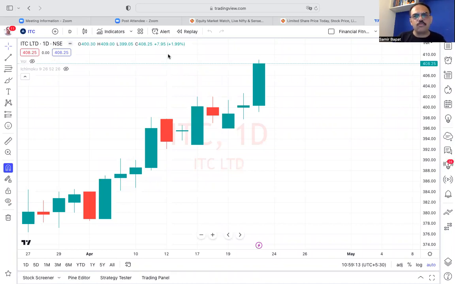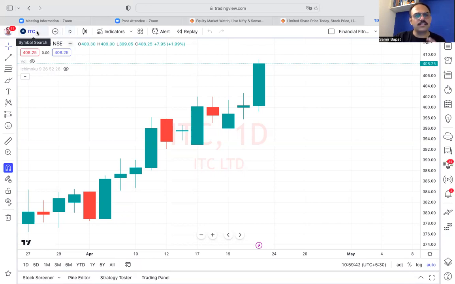Step number two, as of now, make sure you have the timeframe as D. From the right side, you have ITC or something written here, plus we are not going to use that right now, and you should have D. Every time you open TradingView, make sure you have this D. I'll tell you the importance later.